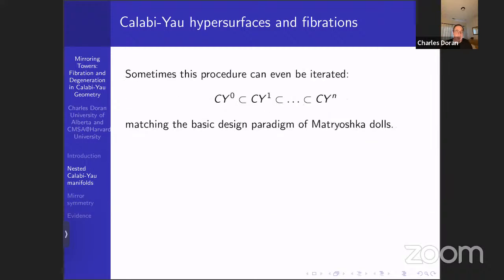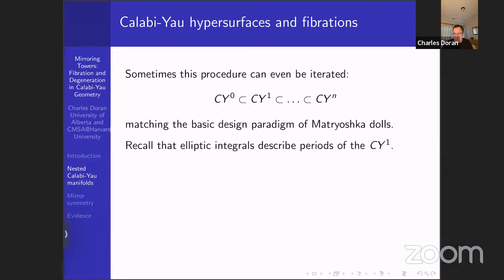Okay, and sometimes you can even iterate this procedure. For example, the construction I mentioned on Tuesday with Mohammed produces such things. So if you iterate it, you have two points sitting on an elliptic curve, sitting on, say, a K3 surface, sitting on a Calabi-Yau 3, all the way up to sitting inside your Calabi-Yau n-fold. And this matches the basic design paradigm of the Matryoshka dolls. You're nesting the Calabi-Yaus. Okay. You're also getting fibrations from this nesting at every step.